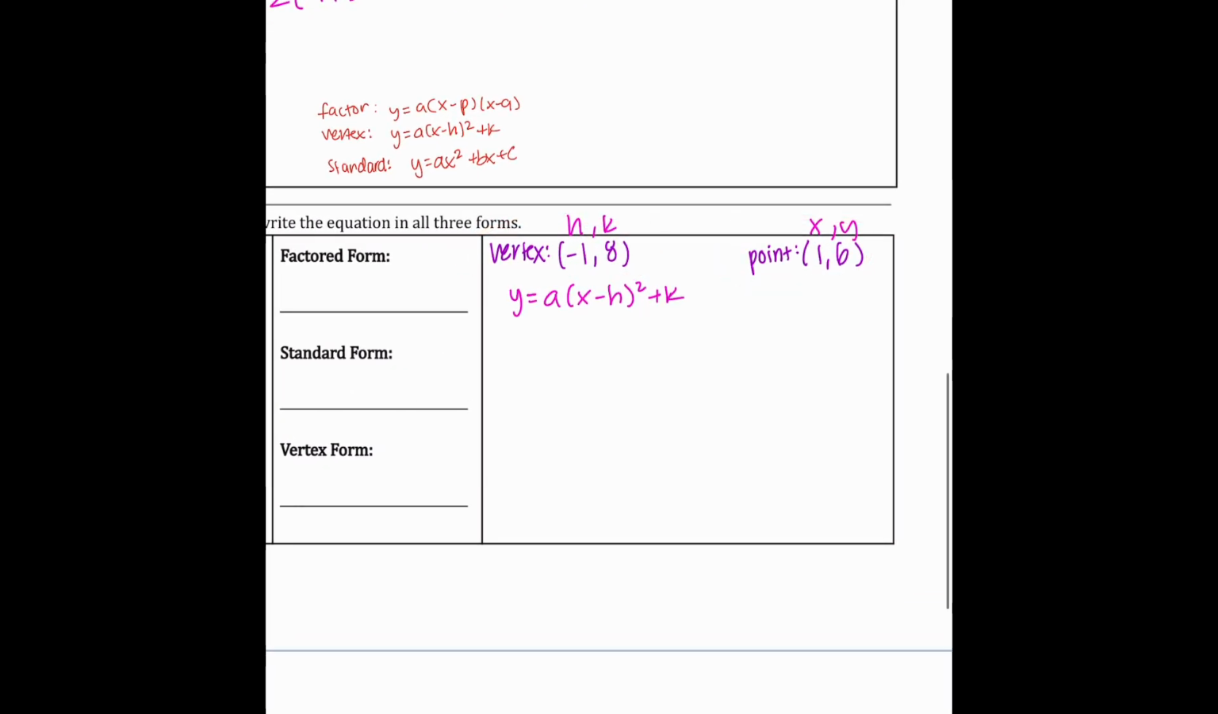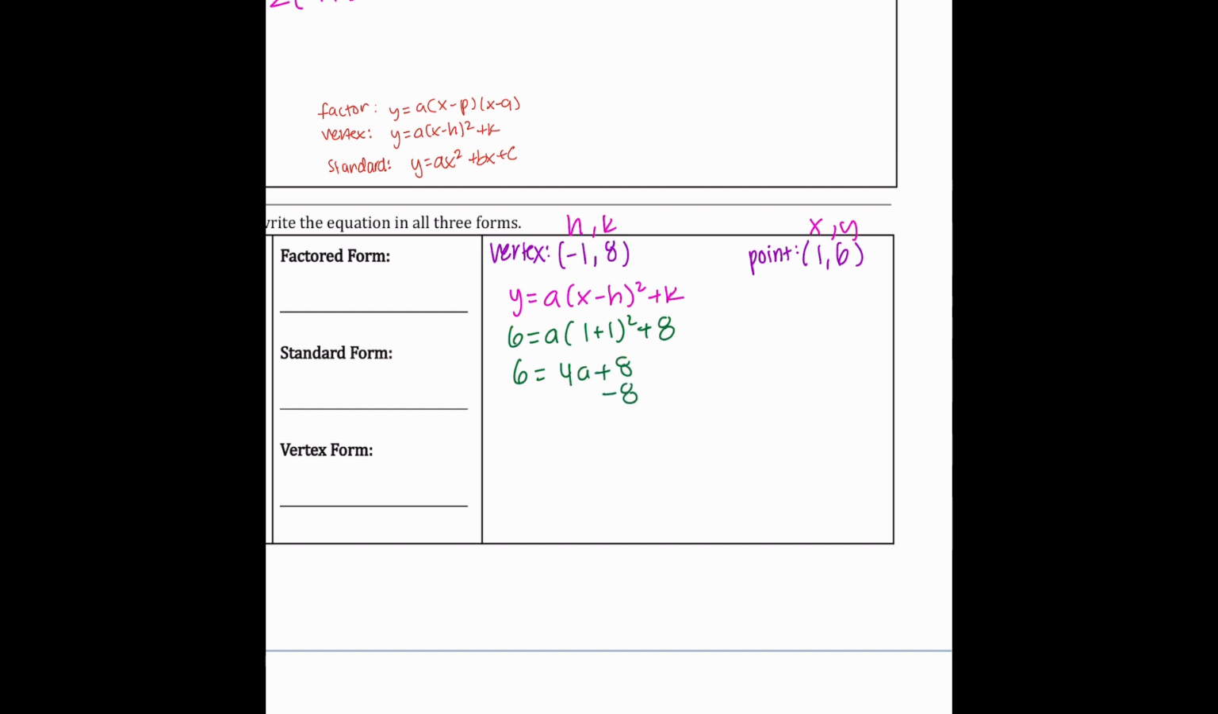We should know that my vertex form is this right here, and when I plug everything in, we know that vertex is h and k, and our point is x and y. So when I plug everything back in, our y value is 6, we're trying to find a, my x value is 1 minus, now it is a negative 1, so it's going to change to a positive, squared, plus 8. When I simplify everything, I should get 4a plus 8, because 1 plus 1 is 2, 2 squared is 4, times a.